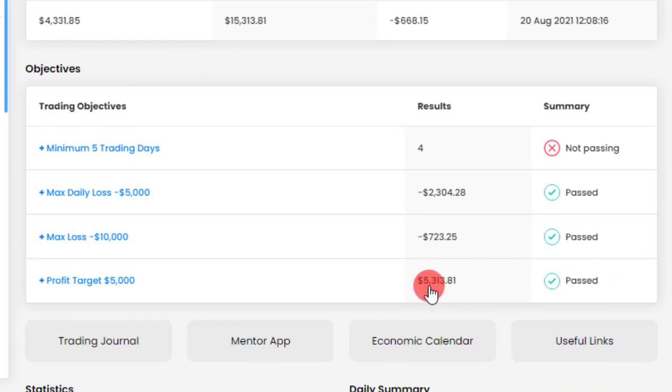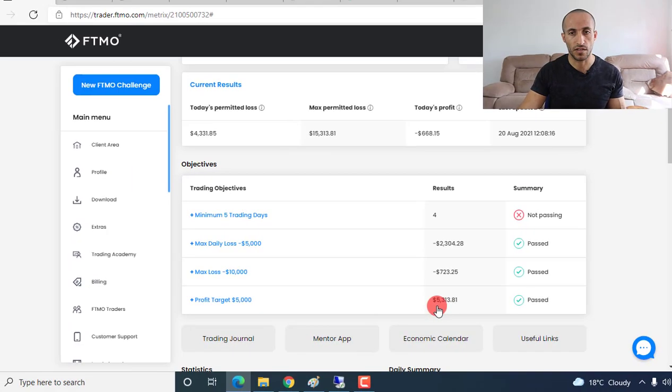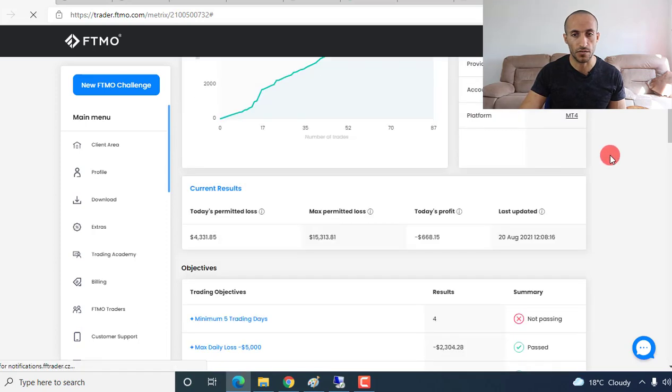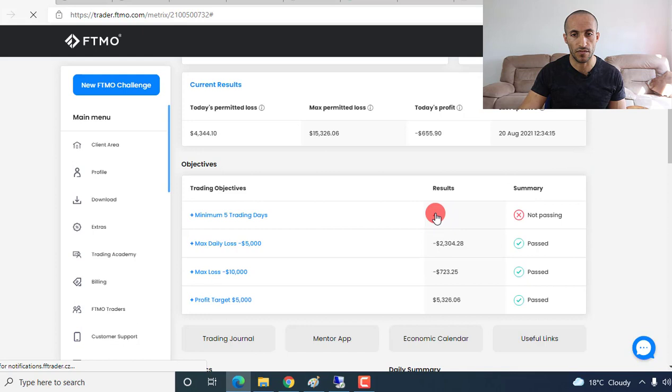I passed the 5,000 mark, which is more than 6,000 now, but because of the floating loss it's showing 5,313, which is fine, because the point is whether it's capable of passing the FTMO challenge or not. But as you see, guys, after 5 days, I don't know why these days over here are not updating. If I refresh, it stays the same. I don't know what the issue is. Still 4 days.